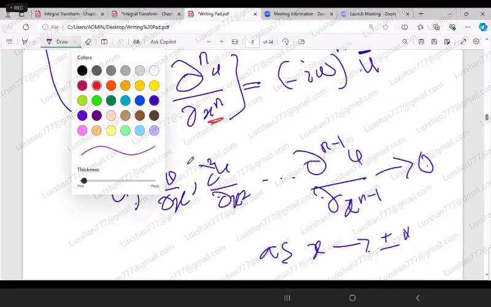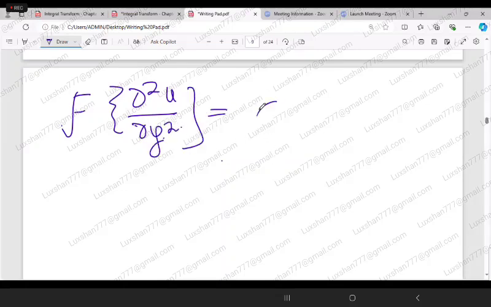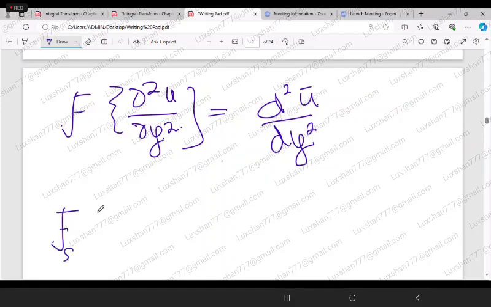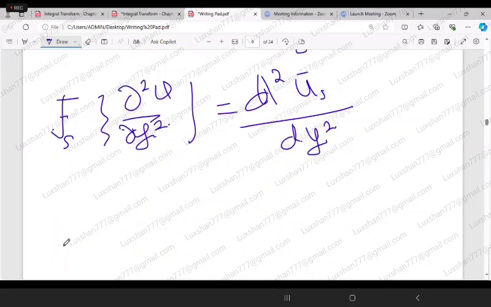Similarly, if it is with respect to the second variable, that is Fourier transform of ∂²u/∂y², then this is nothing but d²u bar/dy². Fourier sine transform of ∂²u/∂y², this is nothing but d²u bar s/dy². Fourier cosine transform of the second derivative.